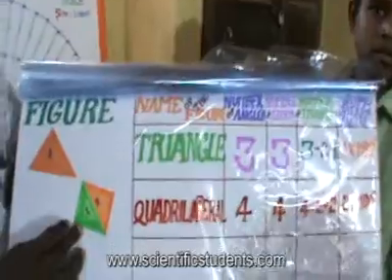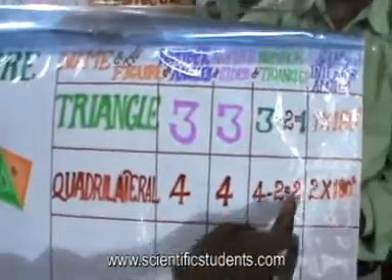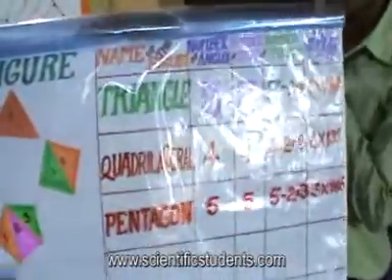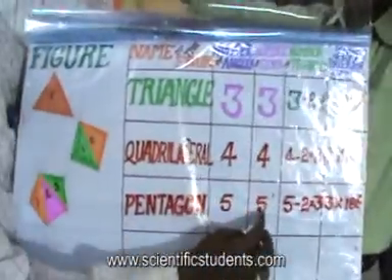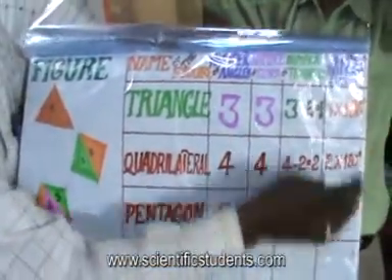In this one, the quadrilateral has 4 sides and 4 angles. The number of triangles is 4 minus 2, that is 2. The sum of the interior angles is 2 into 180. In the pentagon, the number of sides is 5, and the number of triangles is 5 minus 2, which is 3. The sum of the interior angles is 3 into 180.